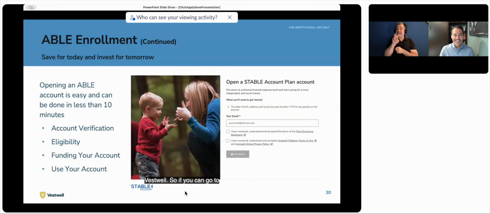The enrollment process really is simple and easy. We continue to make enhancements. In fact, we're constantly making enhancements to our enrollment flow along the way. You can see there that it can be done in less than 10 minutes. And I know many people say, oh, yeah, right, that could never be the case.